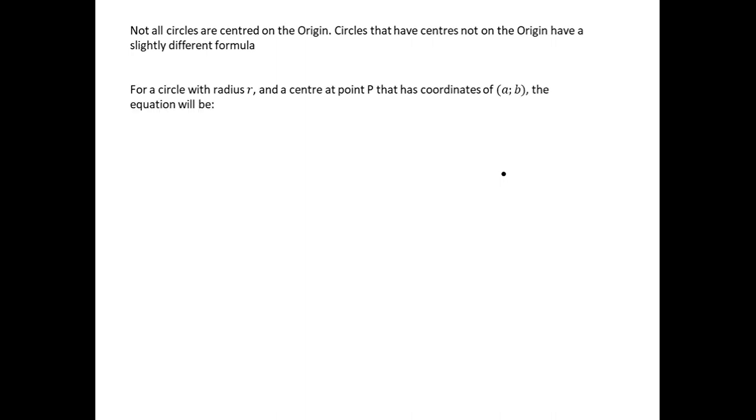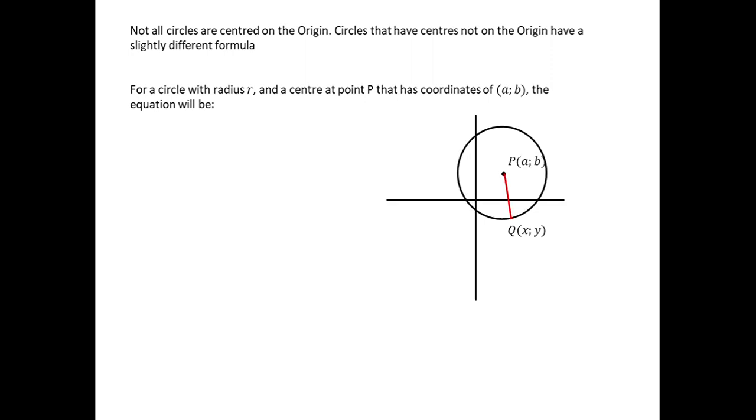For example, a circle with radius r and a center at the point P, which has coordinates of a and b. First of all, that's what the circle looks like. There it is, there's the circle. There is the center at point P, so not at the origin, it's off the origin. The equation for this circle will be that.